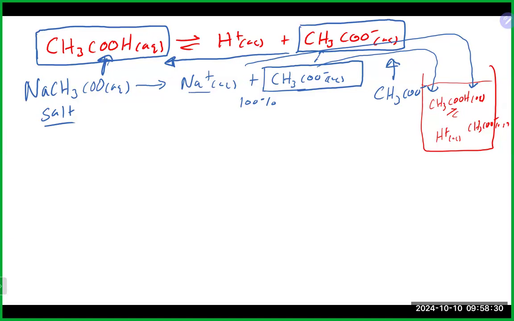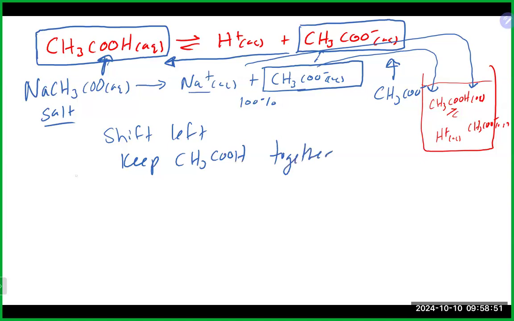If you're talking about a base, it would prevent it from producing more OH minus, but in this case, we're looking at the acid, so it prevents it from making more H plus. So by shifting this to the left, it will keep our acetic acid together. And that's going to have a pretty big effect, perhaps, on the H plus concentration.